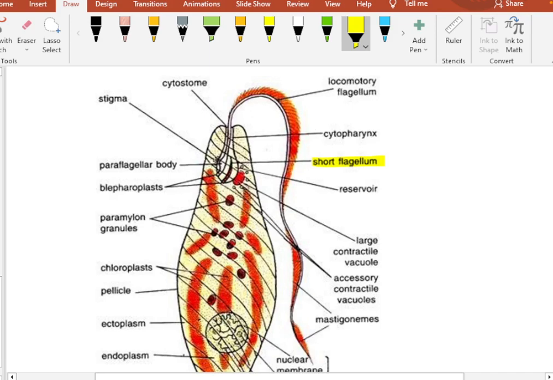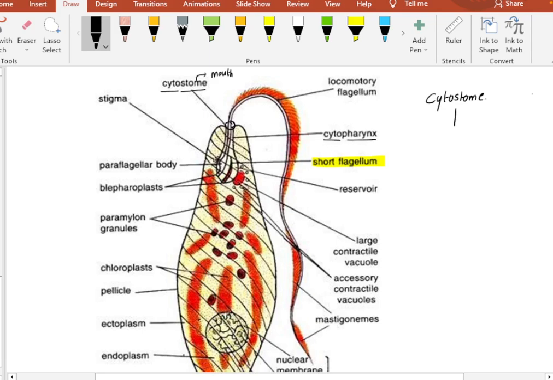So after the flagella, here the mouth is there. That is called the cytostome. Stome, wherever stome will come, it is nothing but related to the mouth. This is the region where the cytostome will come. What is this? Cytostome. After cytostome, what can you see?